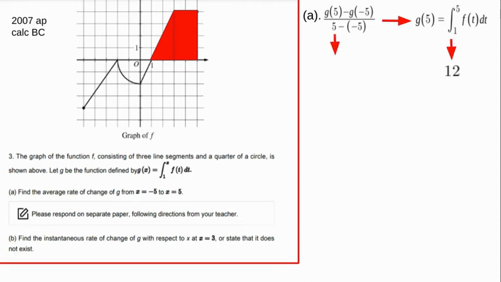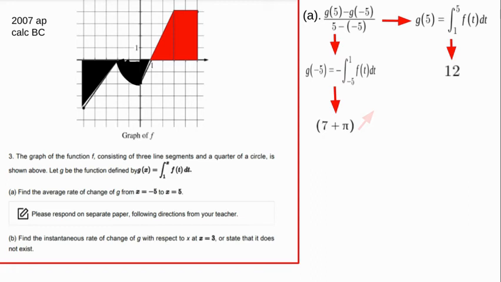And then now you need to find g of negative 5, the integral from negative 5 to 1, but you put a negative out front because you have to flip the limits, since it would be 1 on the bottom and negative 5 on top. And that would be just this area right here, which would leave you with 7 plus pi. Then you put those together, which leaves you with 12 minus 7 plus pi over 10, which then just becomes 5 minus pi over 10. That will be your average rate of change.